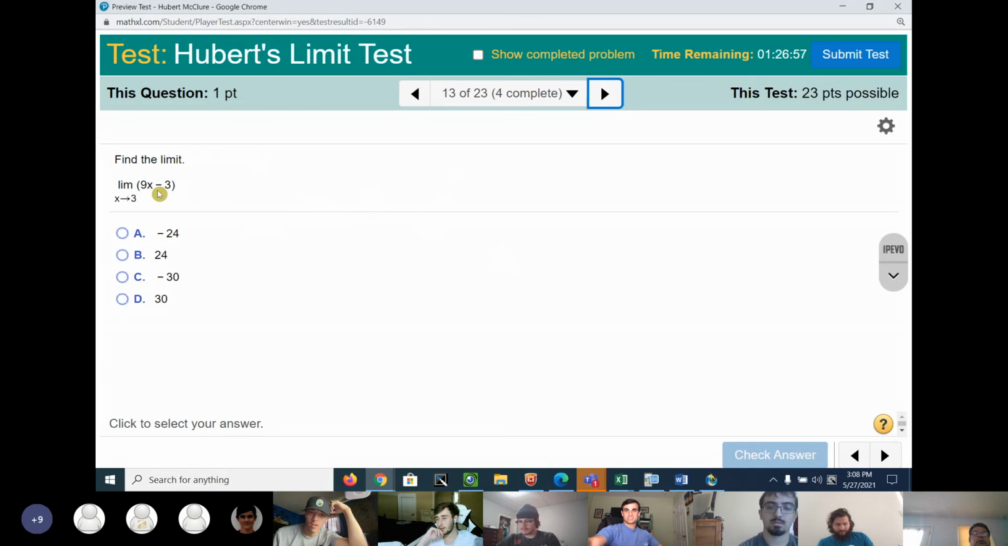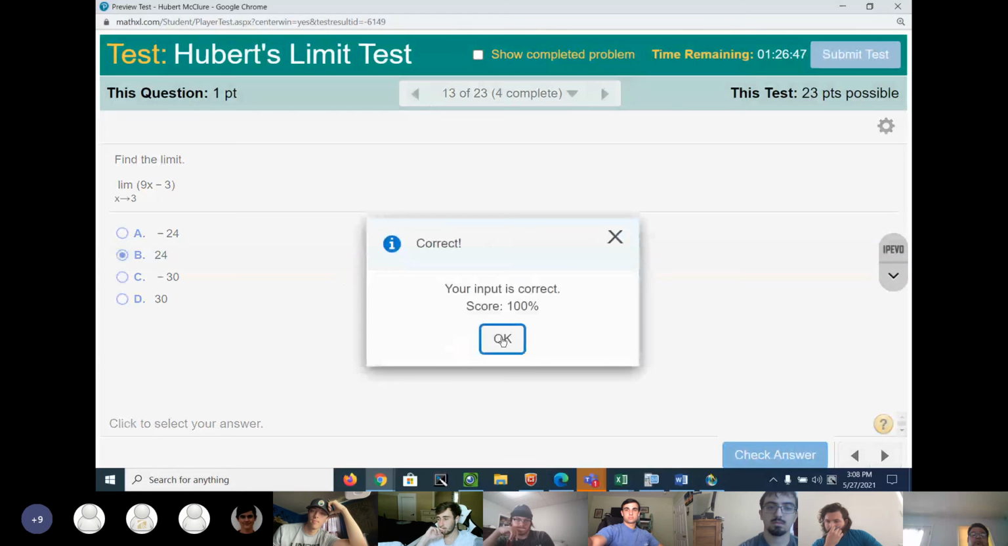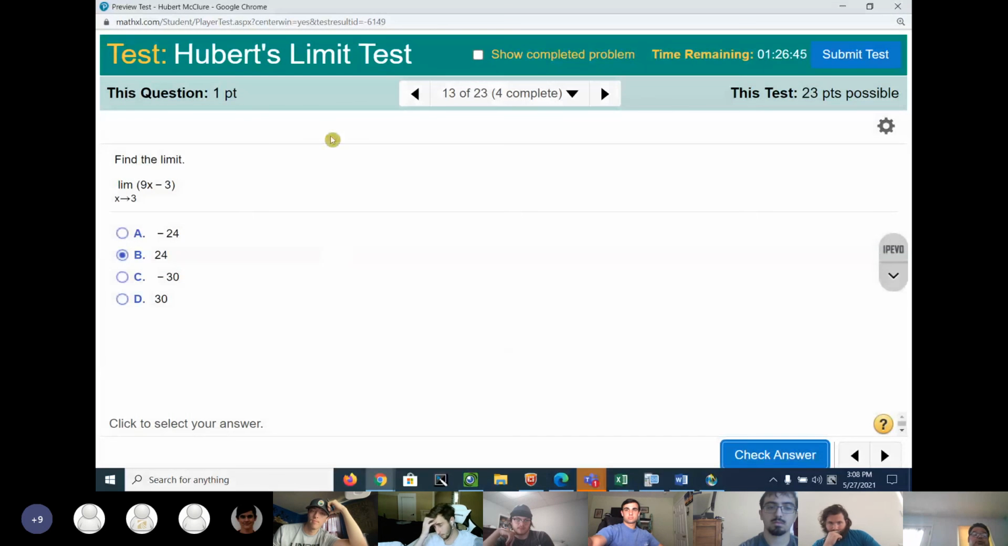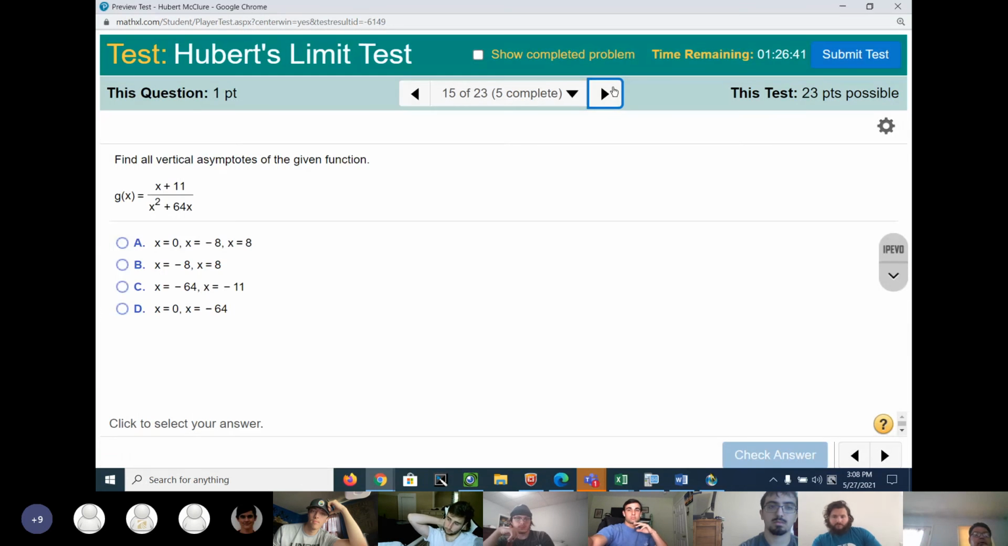All right. Plug and chug. What's 27 minus 3? 24. Next. Find all the vertical asymptotes. Set the denominator equal to what? 0. That's your vertical asymptotes.